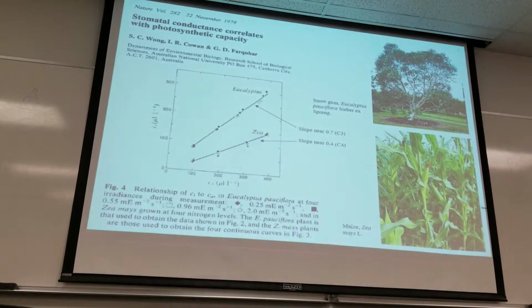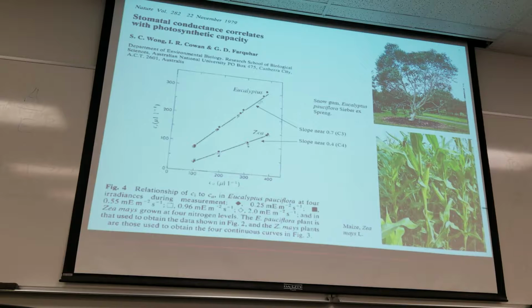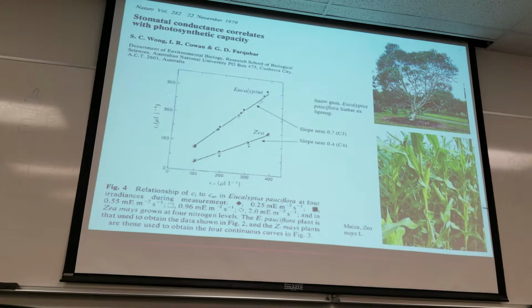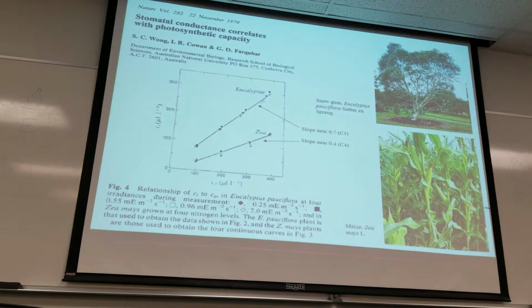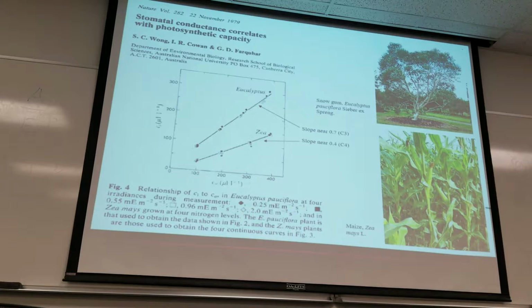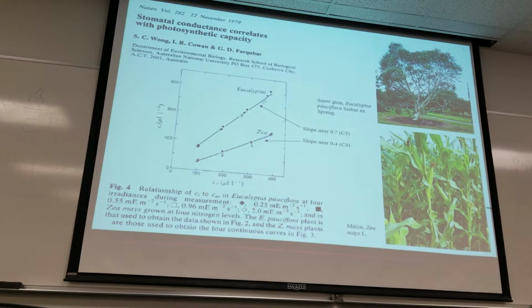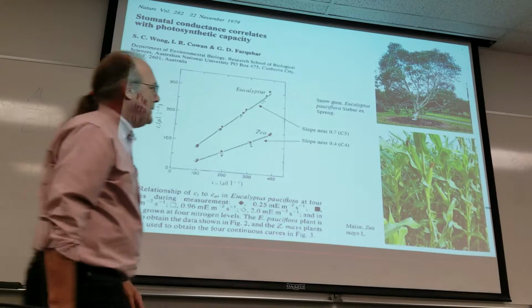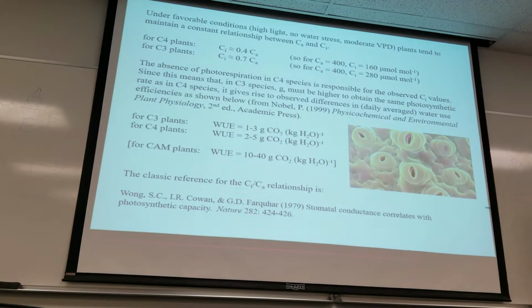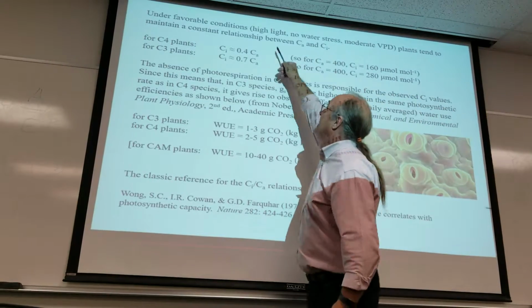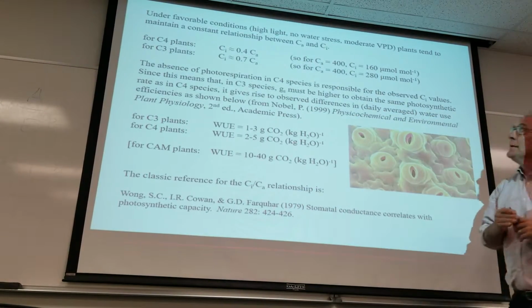Oh, great! Look at that. Now we can model conductance. We have an equation now. If we know what the ambient CO2 concentration is, we know what the internal concentration is, and we can figure out a photosynthetic rate and all that kind of stuff. Turns out it's not so simple. Under favorable conditions, no water stress, moderate VPD.